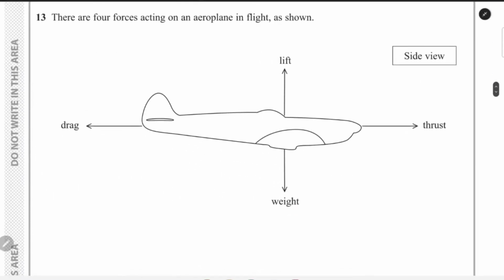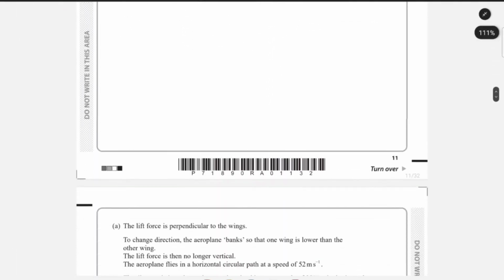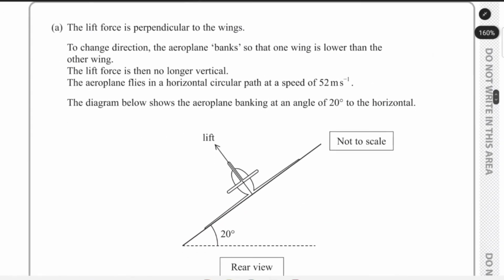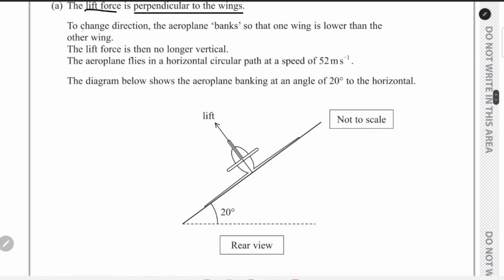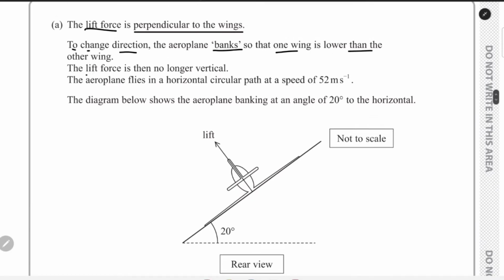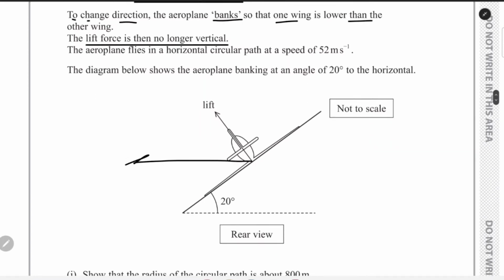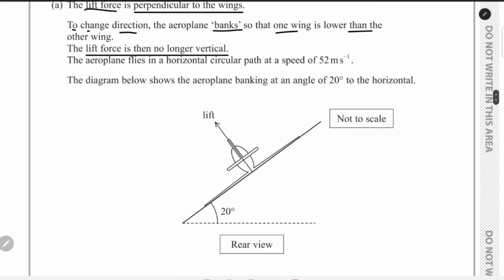Now for question 13, we are given the forces acting on an aeroplane over here. We are given that the lift force is perpendicular to the wings, and then we are told that to change the direction, the aeroplane banks. So basically the banking of the aeroplane, or the rotation, where one wing is lower than the other and the lift force is no longer vertical. This lift force will then provide a centripetal force.